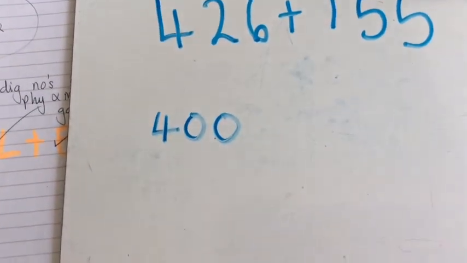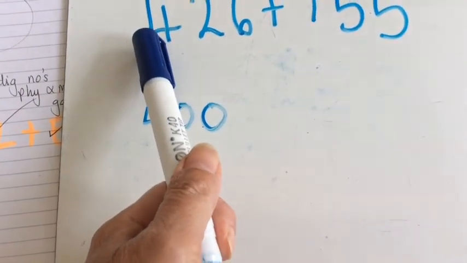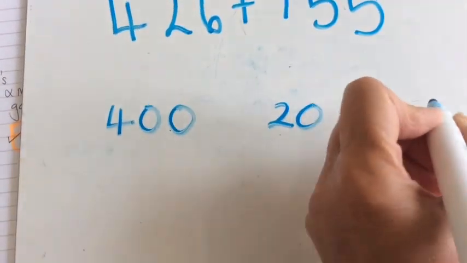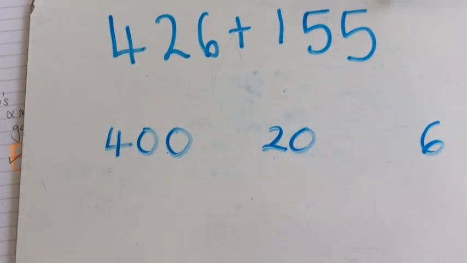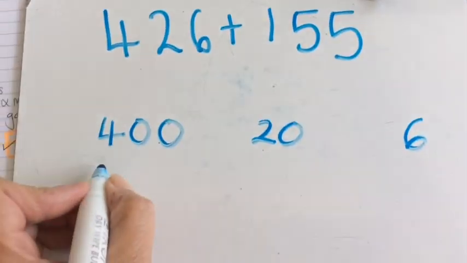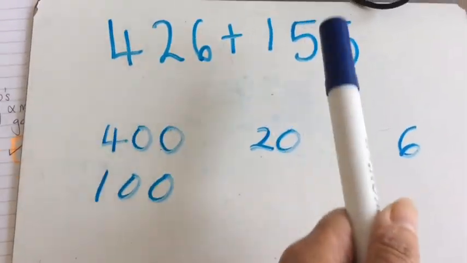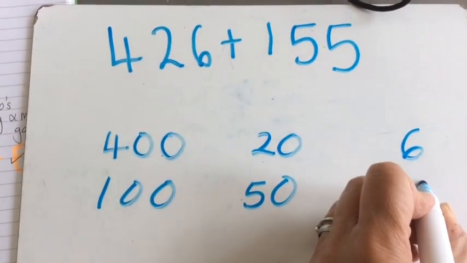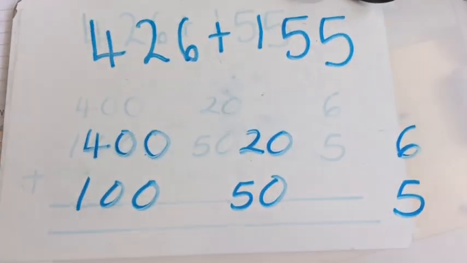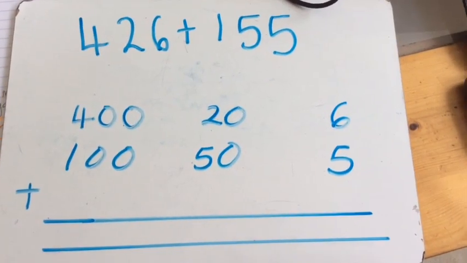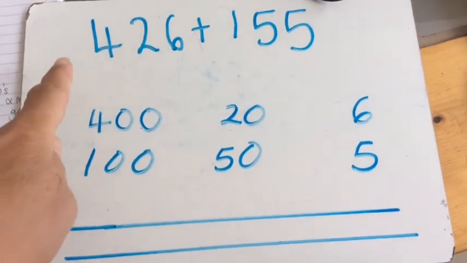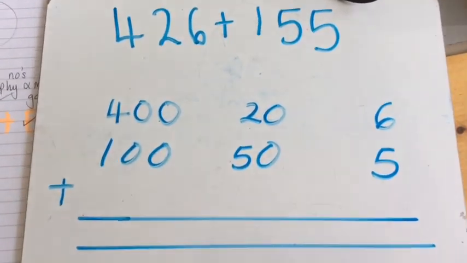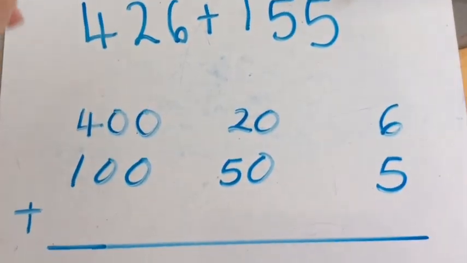So you've got your 420 and 6. And we're going to add on the 100, the 50 and the 5. And you can see the two ways of writing that. Your horizontal addition, but we're going to use our vertical addition today. Let's work our way through.